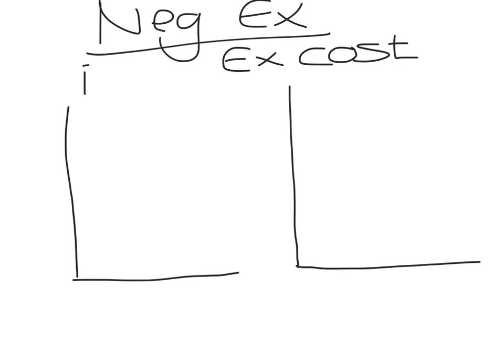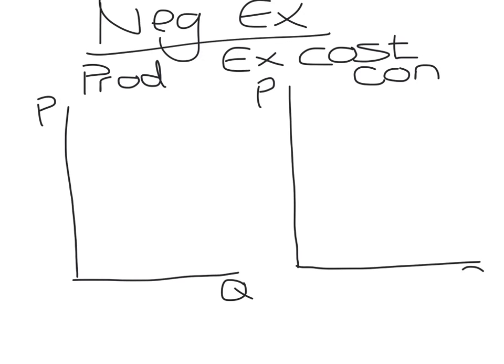So I'm going to do on this side negative externalities in production. I'm going to call it prod, and then this side it's going to be consumption. So I'm going to call it con. So remember to label your diagrams, because you don't get marks if you don't label your axes and label all the points on the diagram.